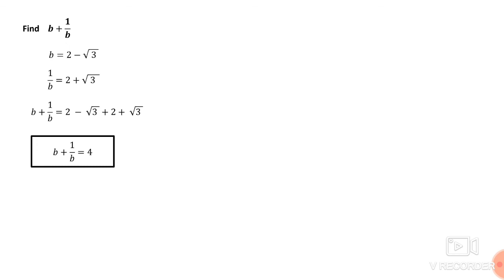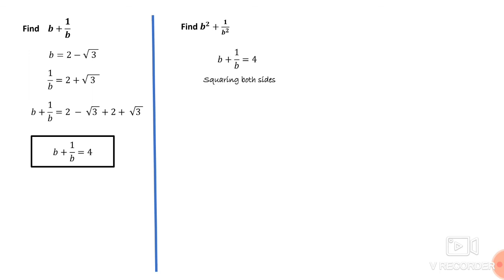Now we will find b plus 1 upon b by adding both the values. This is the value of b plus 1 upon b. We have to find b4 plus 1 upon b4. Okay, we cannot directly find it. We will first find b square plus 1 upon b square by squaring b plus 1 upon b. We will do squaring on both sides. On the left side, we will apply the formula, and on the right side, we can find the square directly.